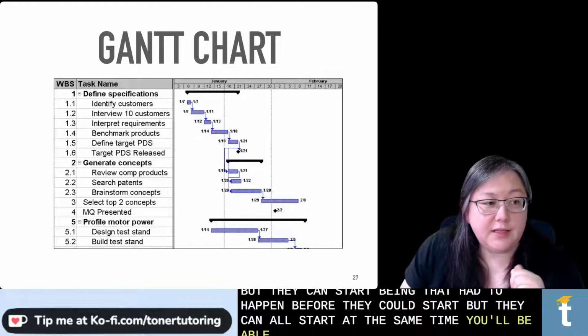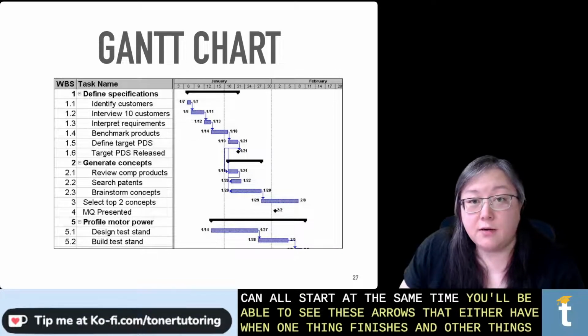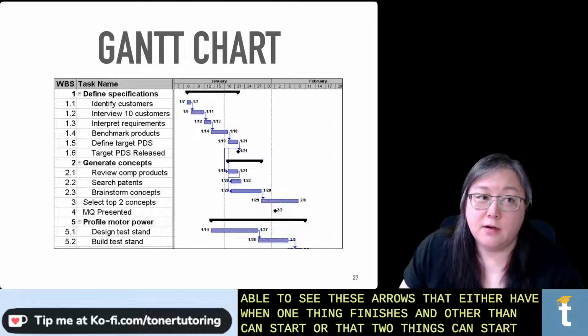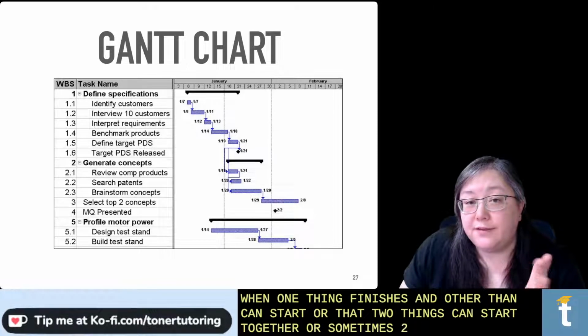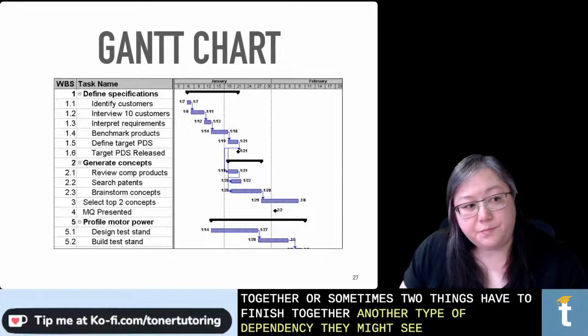And you'll be able to see these arrows that either have when one thing finishes, another thing can start, or that two things can start together, or sometimes two things have to finish together. It's another type of dependency that you might see.